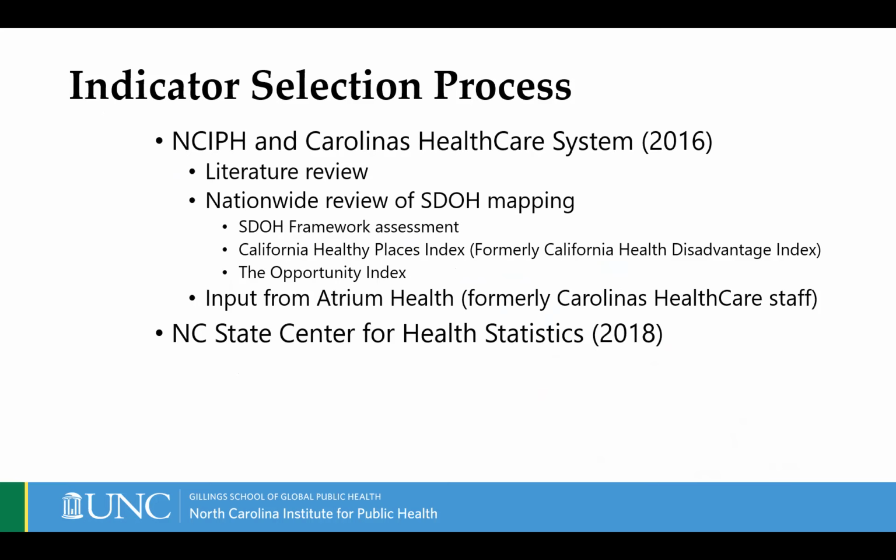We relied heavily on the approach taken in California as part of their Health Disadvantage Index, now called California Healthy Places Index. This is the same set of 12 indicators that the North Carolina Center for Health Statistics used in their statewide social determinant of health maps by health department region, which was released in the spring of 2018.